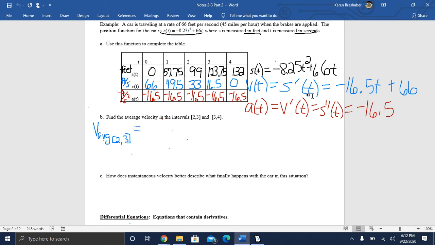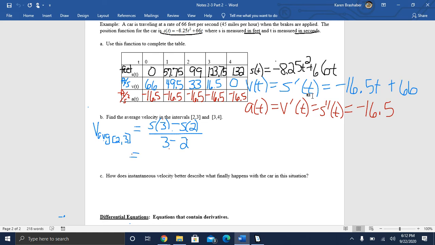Remember that average velocity takes 2 points, 2 ordered pairs. So you would need the position at time 2 and the position at time 3 in order to make your pairs. Or you could just use your formula, which is just the slope formula. So S of 3 minus S of 2 over 3 minus 2.